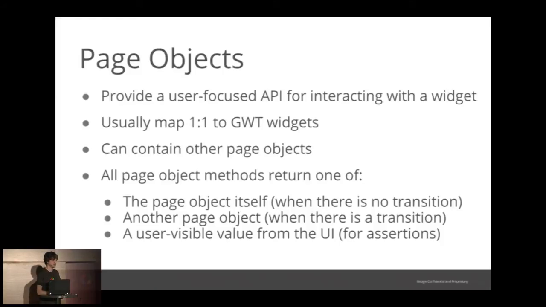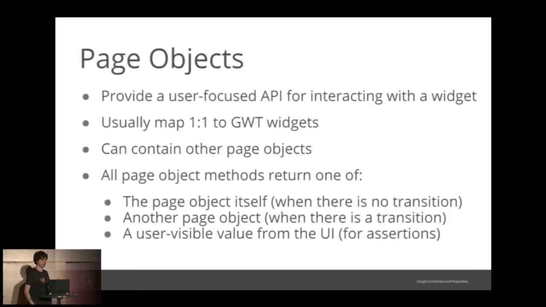Usually you have your page objects and your widgets mapping one-to-one in direct correspondence with each other. The difference between a page object and a widget is that when you have a widget, as you know, it describes how to actually implement this functionality, describes how to work with the DOM, and so forth.